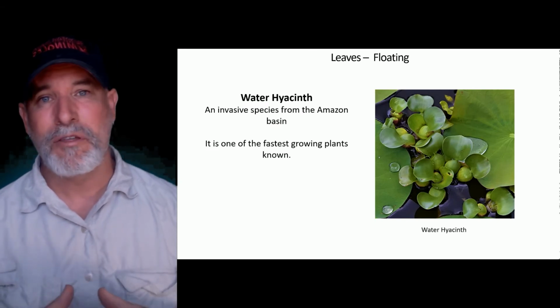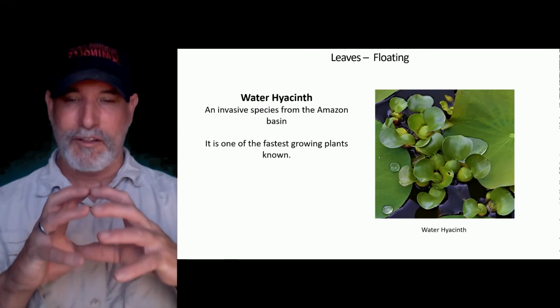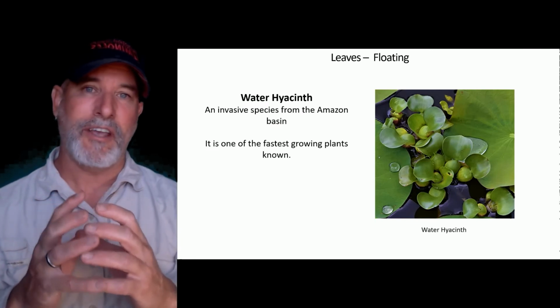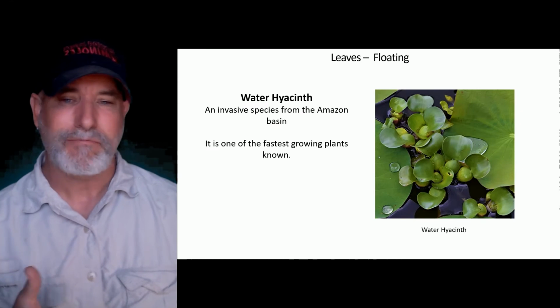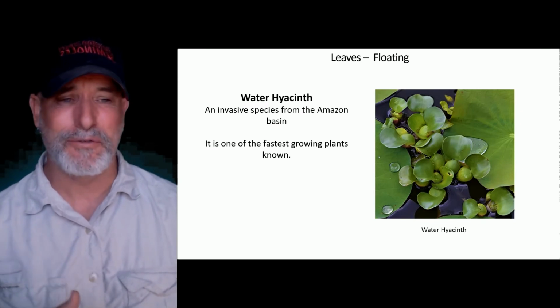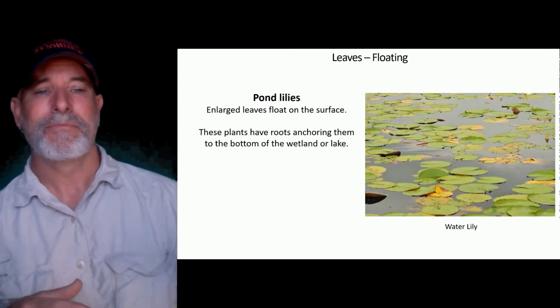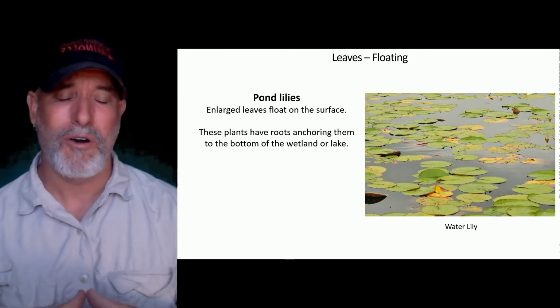And here you can see some of the modified leaves are in these round bulbs. And what they do is they help the plant float on top of the water. So yeah, if we could ever learn to harvest these things for food, that'd be fantastic because they're easy to harvest. Just pull them out of the water.